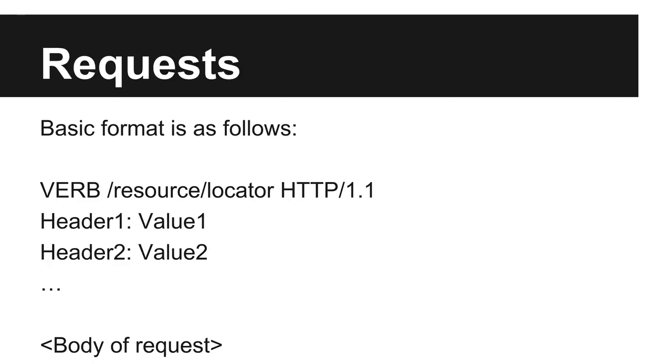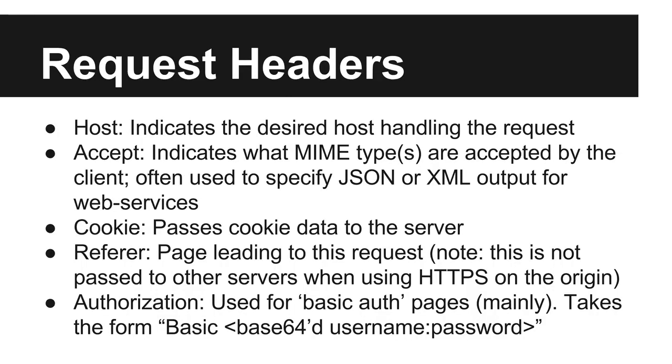As I said, the basic format is just verb, resource locator, and then your headers, and then your body. Headers are separated from the body by two CRLF sequences. Here's a breakdown of a couple headers that are used there and some other common ones. You have your host header, which indicates which host is actually going to handle that request. You have the accept header, which indicates which MIME types are accepted by the client. That's often used to specify JSON or XML output in the case of web services.